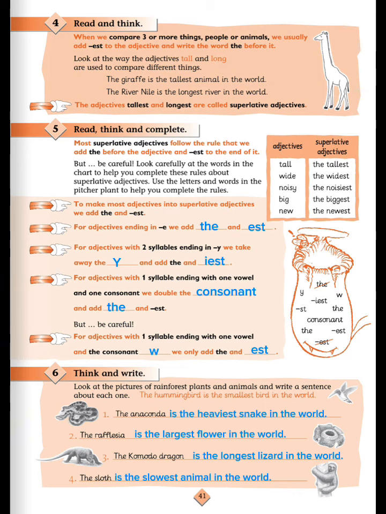rafflesia is the largest flower in the world. Number 3. The Komodo dragon is the longest lizard in the world. Number 4. The sloth is the slower animal in the world.